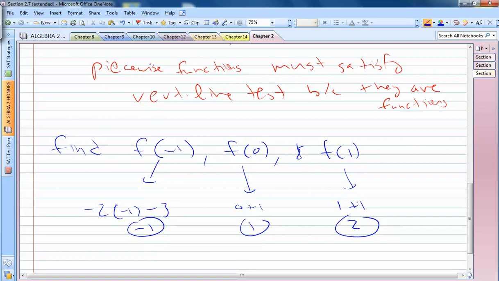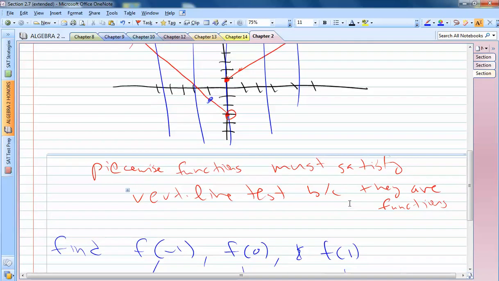So that was another thing I want to discuss in regards to piecewise functions. We'll do this as practice in class, and that's it. That's the end of the video.